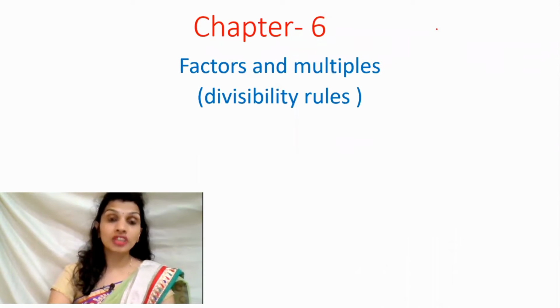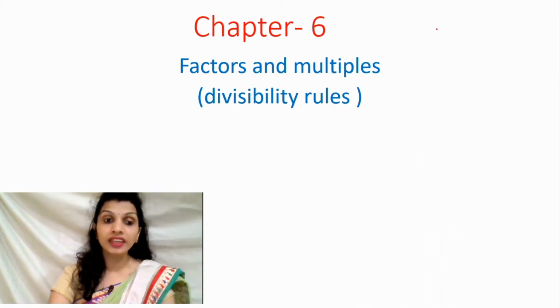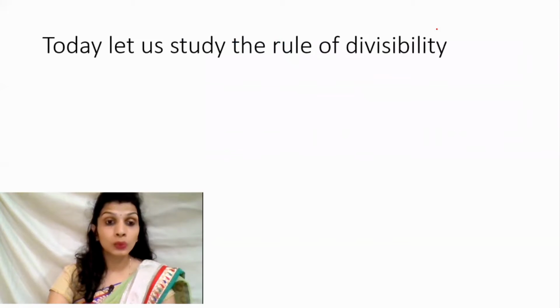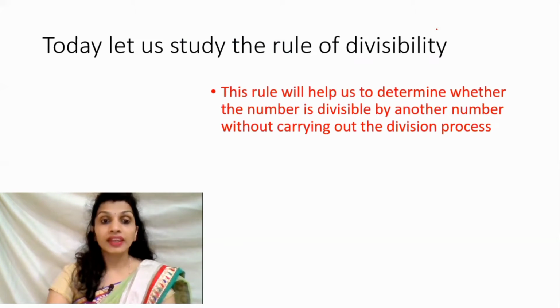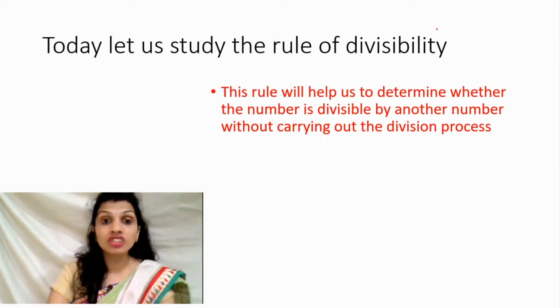Now in this chapter, chapter 6, factors and multiples, today we are going to discuss the last topic, that is the divisibility rule. Now, what do you mean by the divisibility rule, the rule of divisibility? It means the rule which helps us to determine whether a number is divisible by another number without carrying out the division process is known as the divisibility rule. Now there are different divisibility rules for different numbers. So let us study about it.